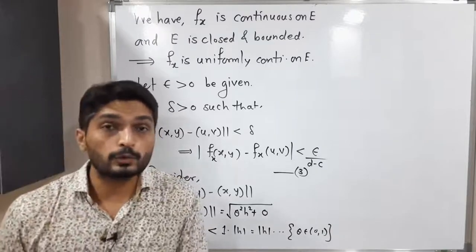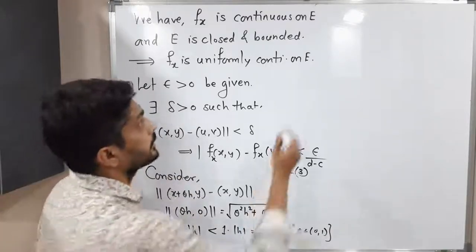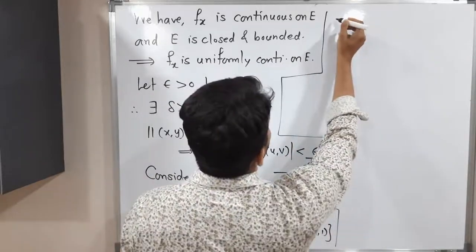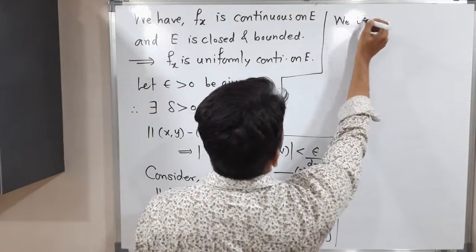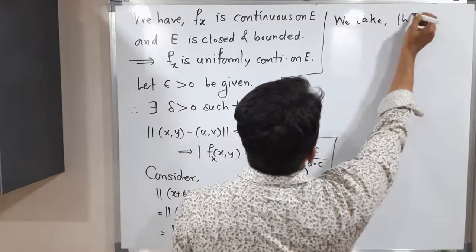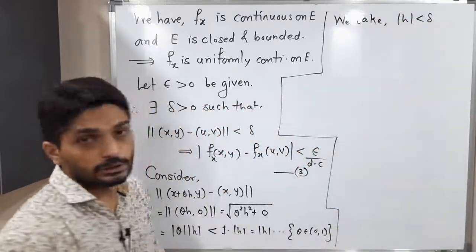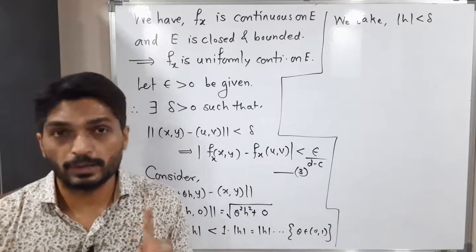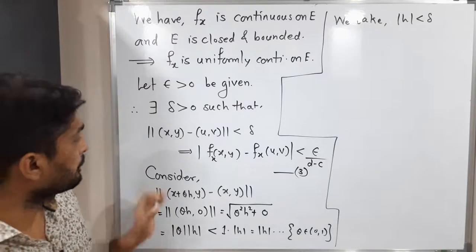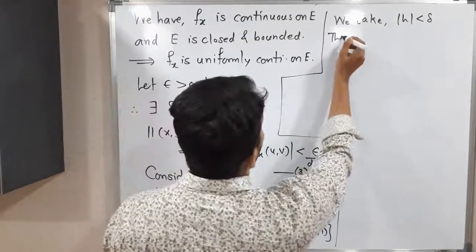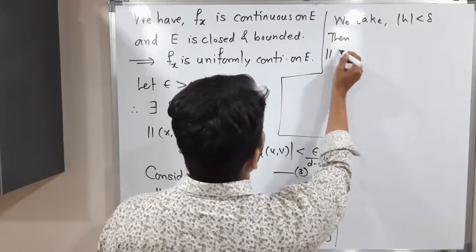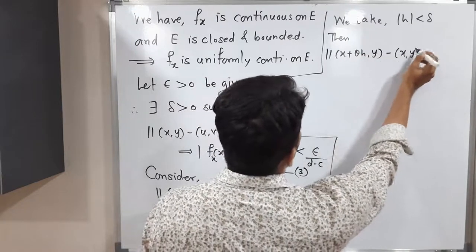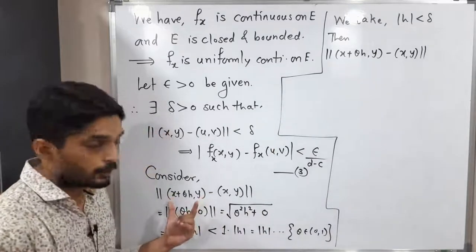After that, I'm going to set the value of mod h. So we take mod h less than delta. Our value of h is any real number, so its mod should be less than delta. This thing we are going to consider. Then norm of (x plus theta h, y) minus (x, y), we have already calculated its value. What is its value?